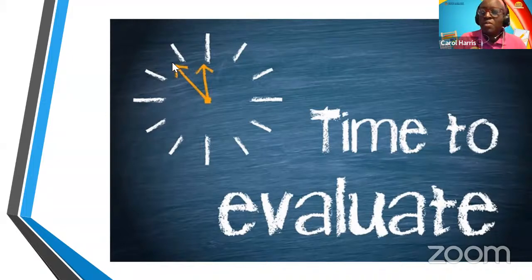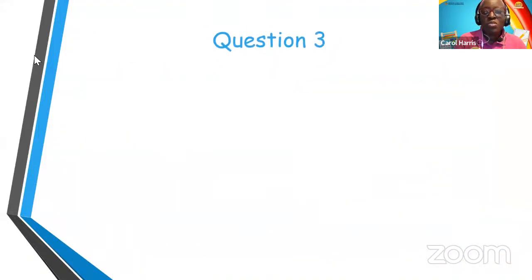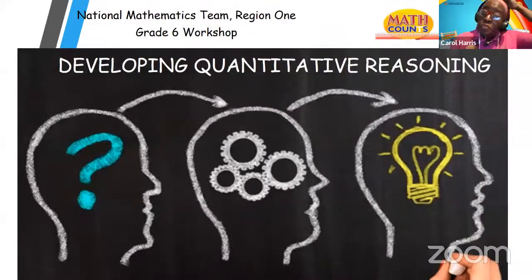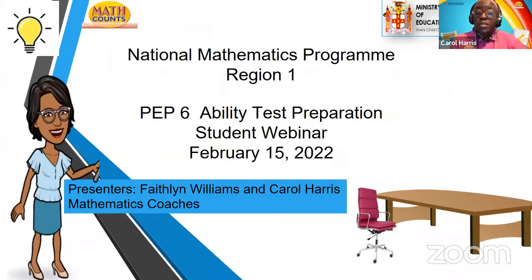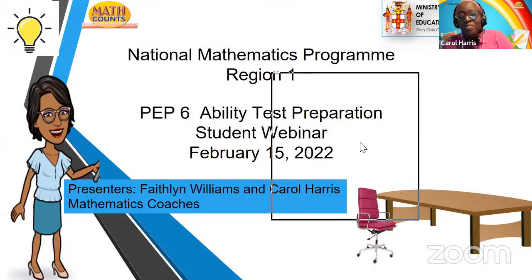So Mrs. Williams, could you just go to the title slide? The names of the presenters are Faithlyn Williams and Carol Harris. And while they're doing that, you have the names of the presenters and the name of the workshop or webinar: Developing Quantitative Reasoning, or for those of you who might have written grade 6 PEP ability student webinar, that's okay.